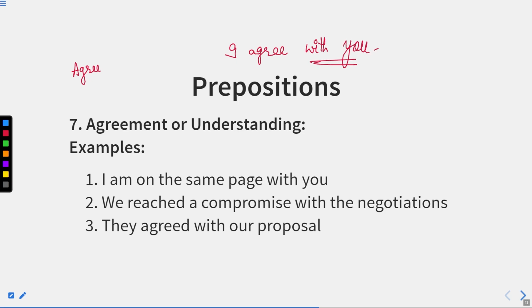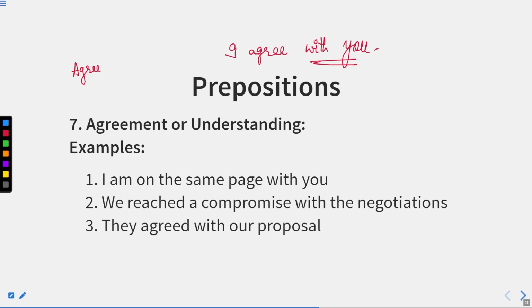It means we both agree on the same point. So with agree as well, we use the preposition with just to show our consent, because we are also fine with that particular concept. So we agree. It means we show our consent towards it. So with this word with, to show the agreement, we basically use the preposition with.